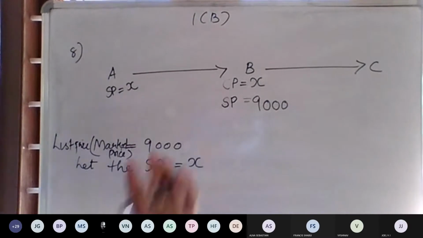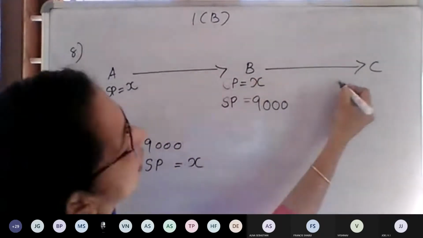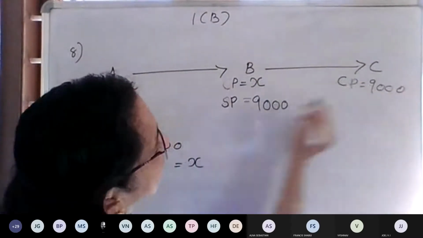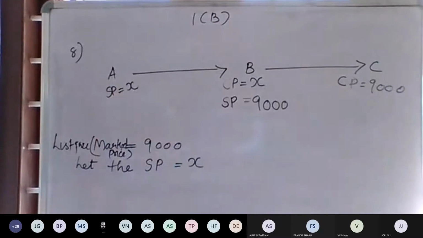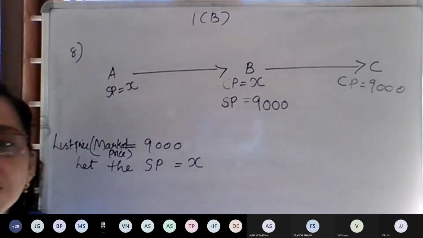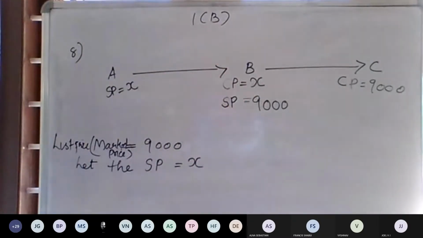Okay. So what will be the CP for dealer C? 9,000. 9,000 itself. That means here it is the selling price, so CP will be 9,000. Then what other things can we do? What is our question? Find out the amount paid by dealer B. So how can we find that out?